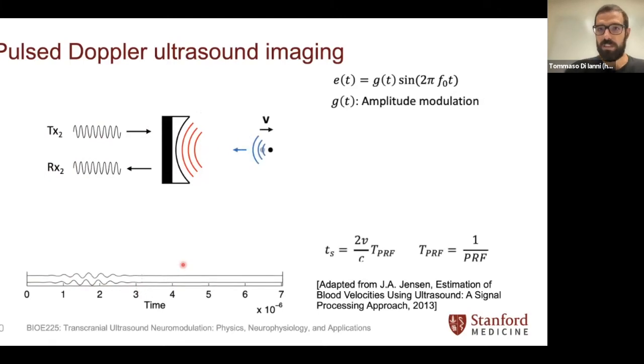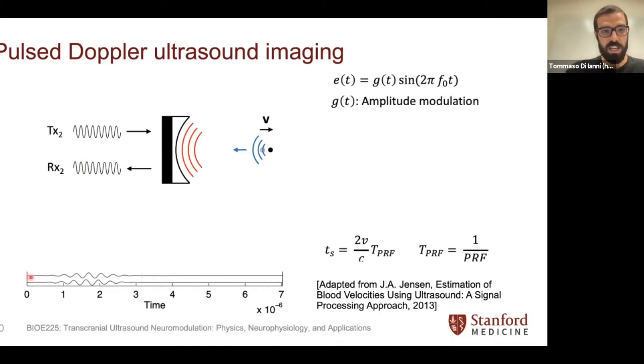And then we repeat this thing. We do this again. So now we have a second pulse that is transmitted by the transducer. It travels, it reaches the scatterer, but now the scatterer has moved. So before the scatterer was here, now the scatterer has moved a little bit. And V here is the velocity of this scatterer. So now we have this pulse that is traveling back to the transducer, is recorded by the transducer and goes in here.